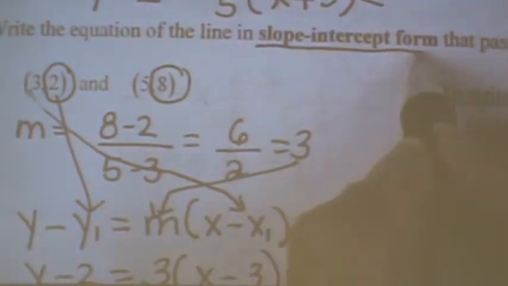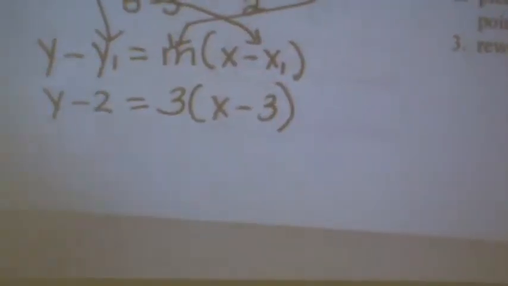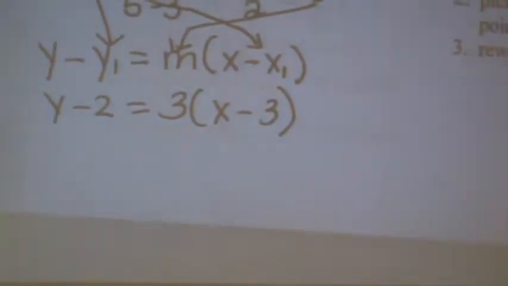It says, okay, now I want it in slope-intercept form. What does slope-intercept form look like? Y is by itself. So I have to first do some, what do I do to this? 3, yep. And then what? Add 2. Right?